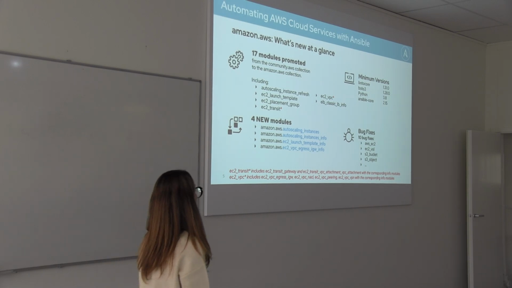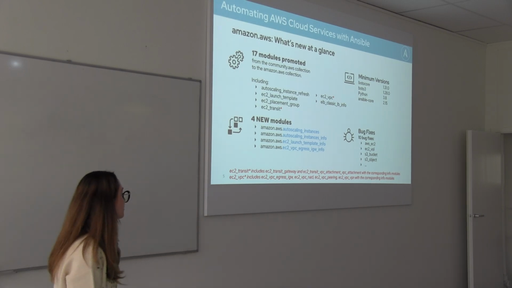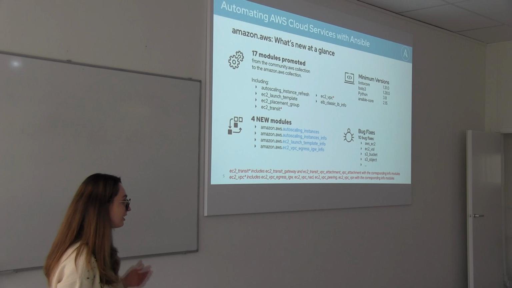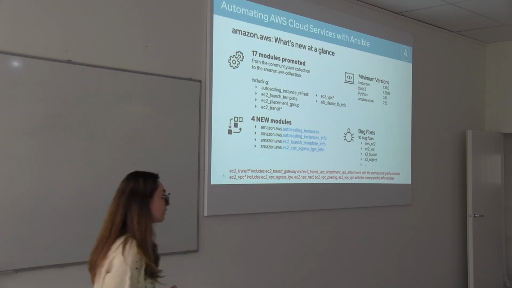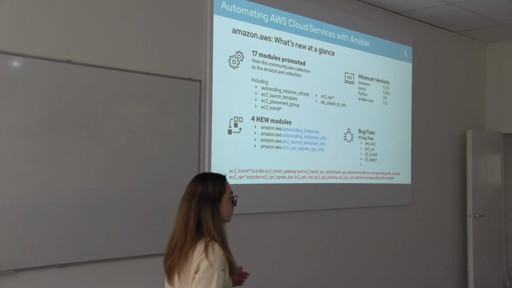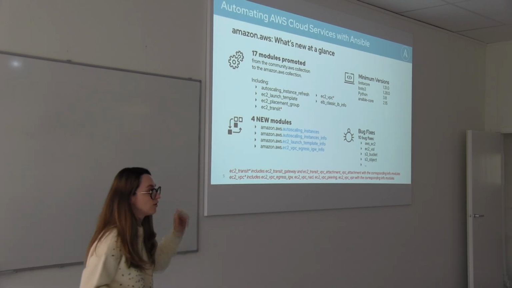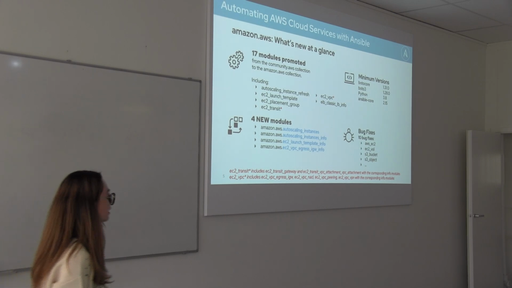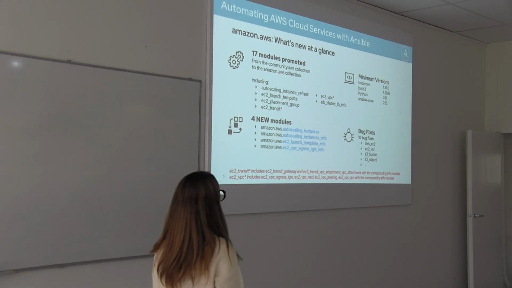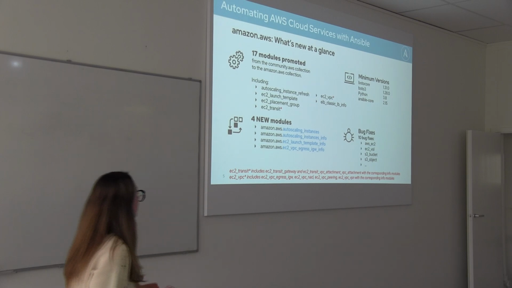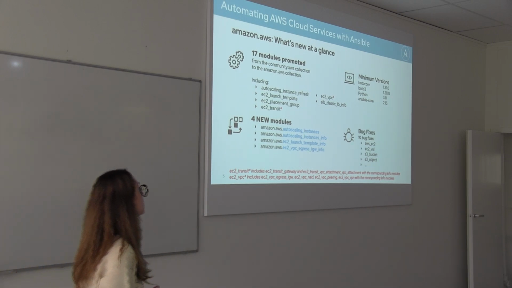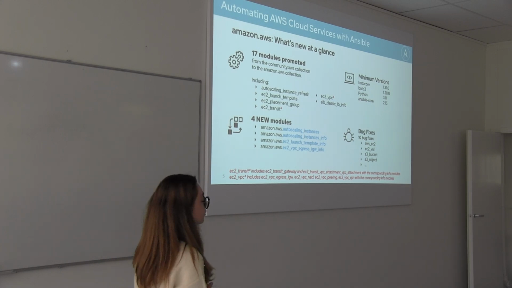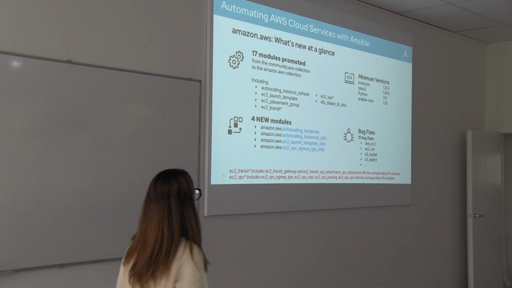We also had several bug fixes, which allow us to improve the functionality of plugins, for example the AWS EC2 inventory plugin, and several other modules in the collection like EC2 volume, S3 bucket, S3 object, and so on. The Amazon.aws collection has dropped support for Boto core lower than 1.31 and Boto 3 lower than 1.28.